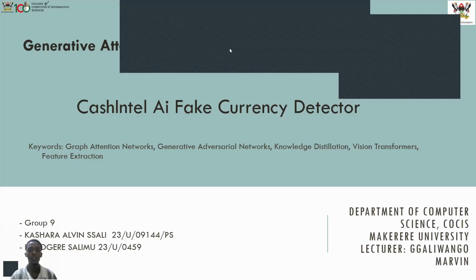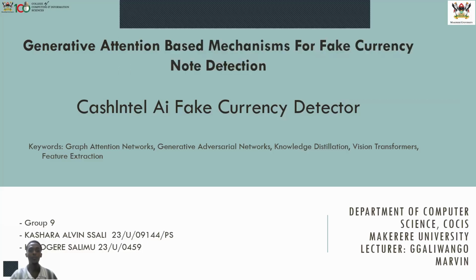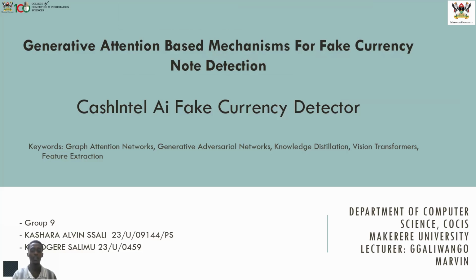Hello everyone, my name is Kasha Alvin Sali. I'm a group member of Group 9. Our project title is Generative Attention-Based Mechanism for Fake Currency Node Detection. Our project name is Kasha Intel AI Fake Currency Detector. I have my colleague Kaboge Salim that will take you through the rest of the part.